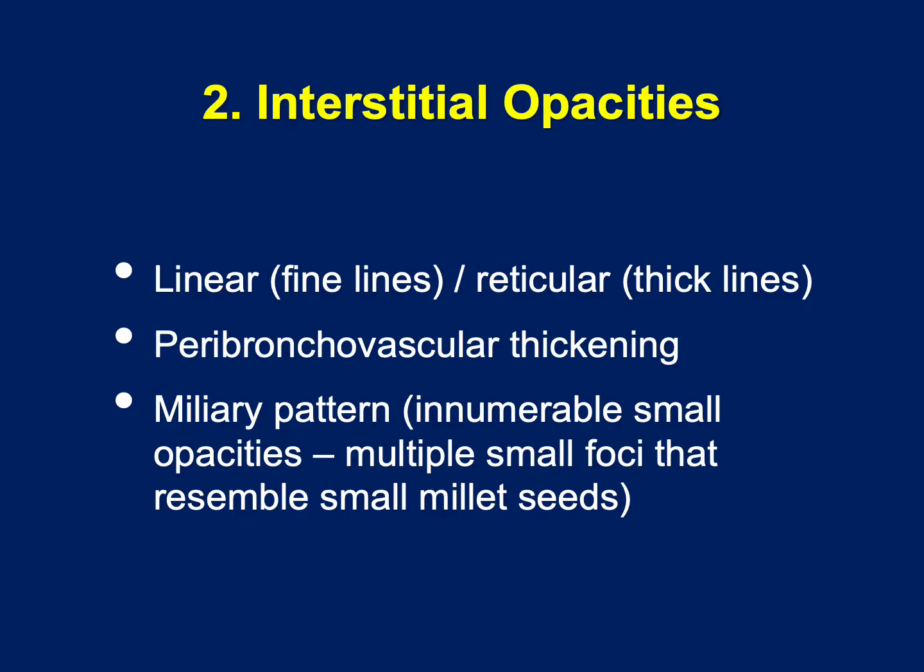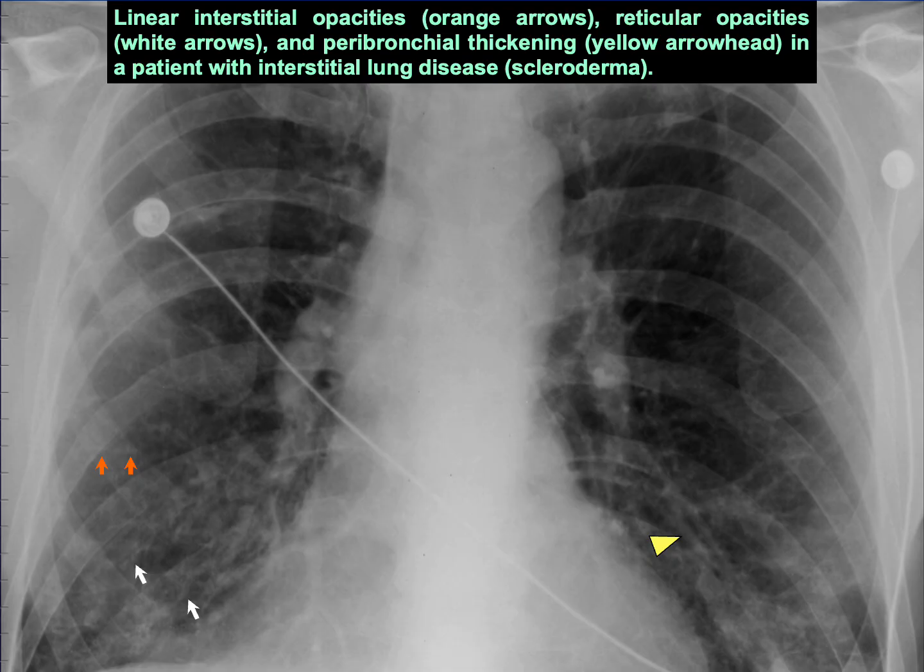Interstitial opacities are linear when they're fine lines, or reticular when there are thick lines. Either way, they're linear or straight lines. They also can happen with peribronchovascular thickening and sometimes a miliary pattern. Let's look at some pictures.